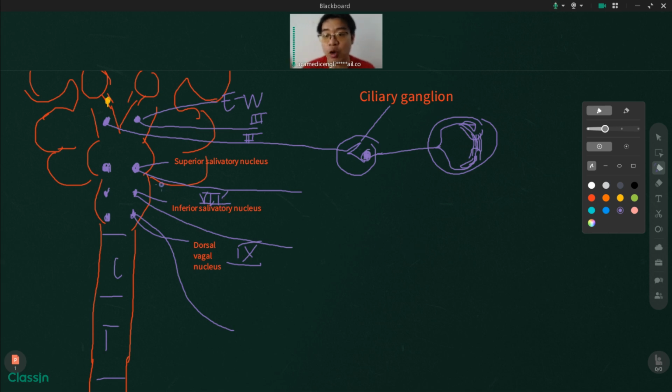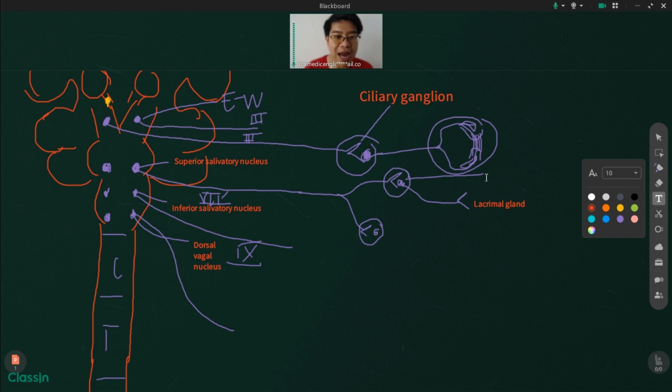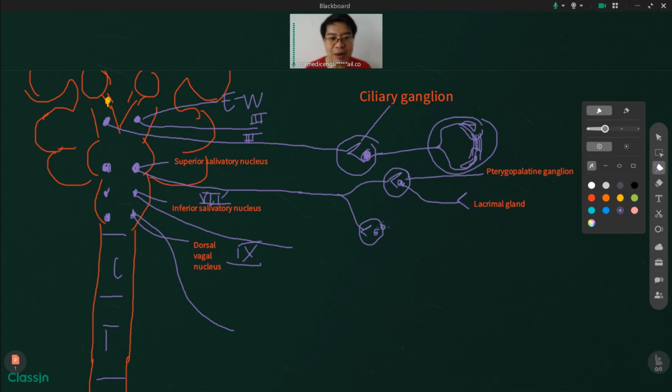Then you have fibers from the superior salivatory nucleus going with the intermediate nerve or the facial nerve, and it will go and get to another ganglion here, and another ganglion down here. From this ganglion up here, parasympathetic fibers, postganglionic fibers, if you will, are going to go and innervate the lacrimal gland. So what ganglion is that? That ganglion is known as the pterygopalatine ganglion. And how about this ganglion over here?